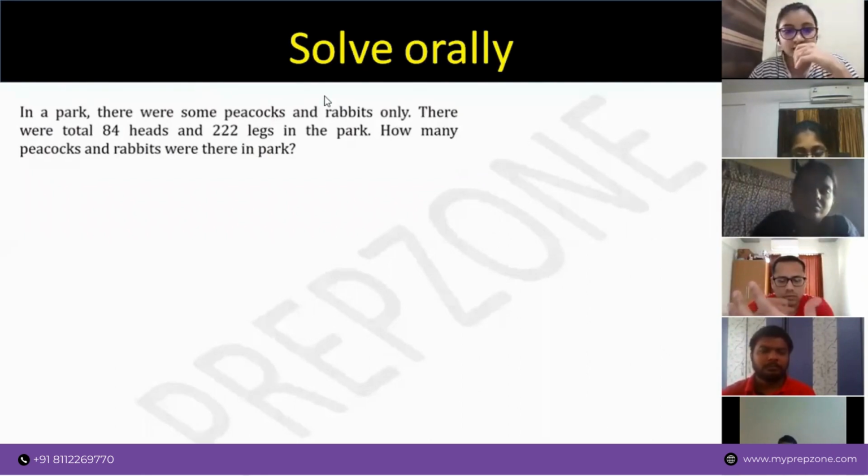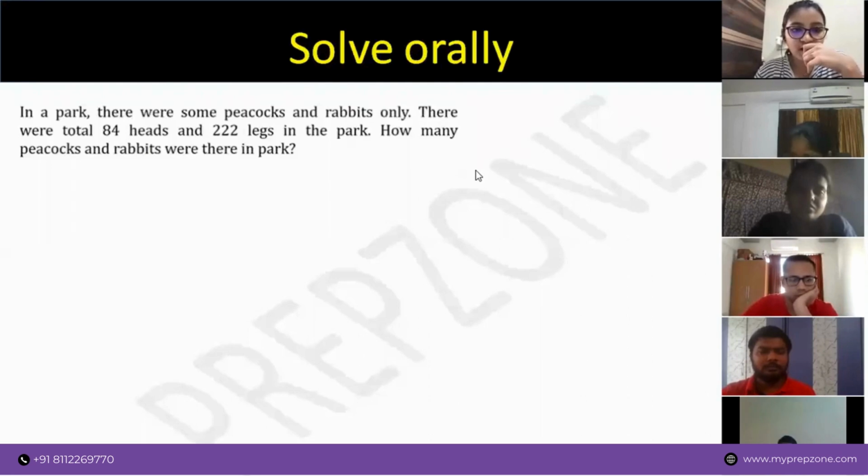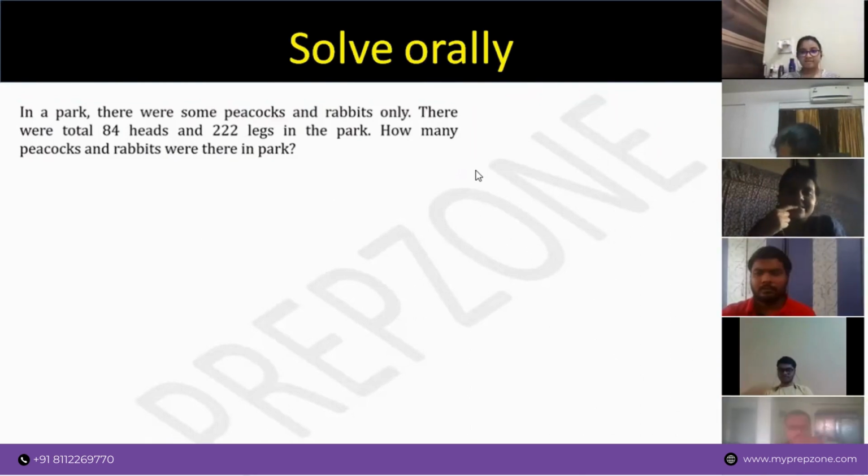Okay. Ankur, let's do it. Just unmute and then let's try to solve it together. Okay. I couldn't solve it, but let's go. So there are total 84 heads. So the sum will be 84 of peacocks and rabbits. So going by the earlier method, we will assume that all those 84 are peacocks. Why peacocks?